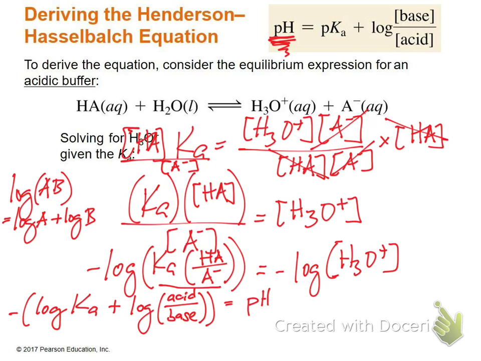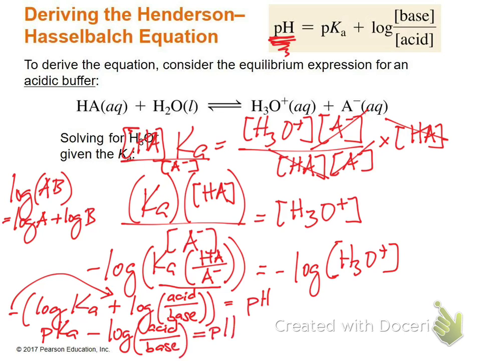All right, and then we're going to distribute the negative sign here. So negative log of Ka is basically pKa, right? And then distribute the negative here, so that would be negative log of the concentration of the acid divided by the base. And that would be equivalent to the pH. So this is another form of the Henderson-Hasselbalch equation.